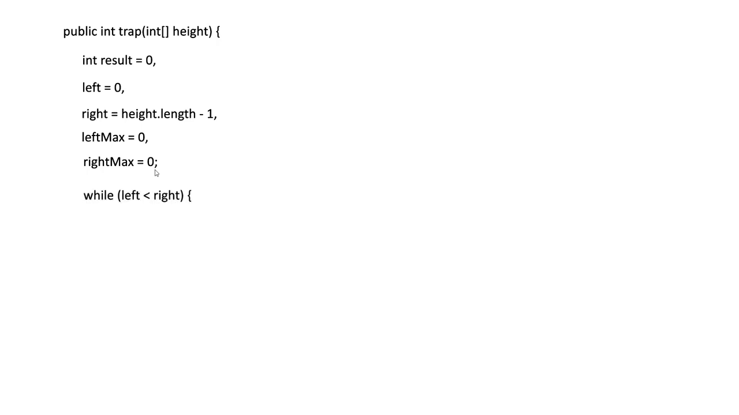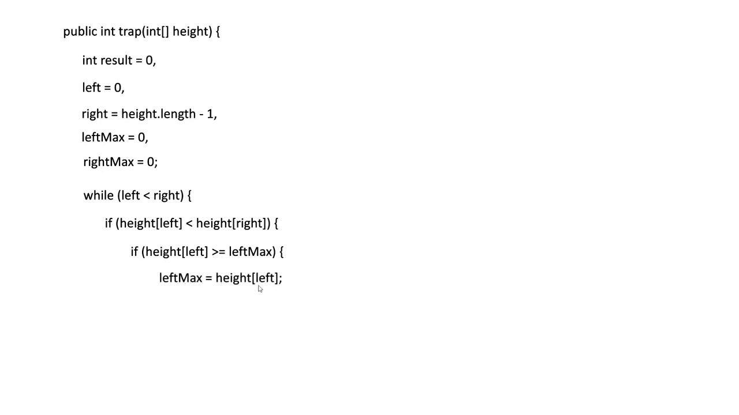All right, so while left is less than right, so these are the arrows at the bottom of my demonstration. So if the height left is less than the height right, as we saw in the example, the initial value of left was 0 and the initial value of right was 1. So if height left is greater than or equal to left max, then we're just going to assign left max equal to that height left.